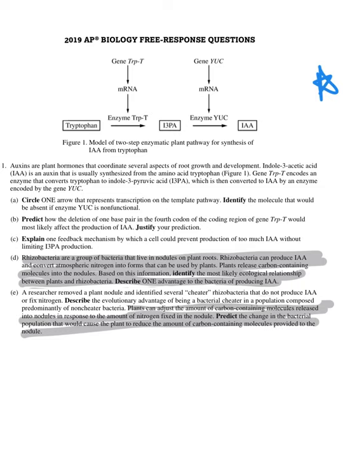Cool. And then the next sentence tells us that the gene encodes an enzyme that converts tryptophan to this I3PA, indole 3 pyruvic acid, which is then converted to IAA by an enzyme encoded by the gene YUC. So again, there are a lot of words that we've never seen before, that some of these I hadn't seen before I looked at this question.